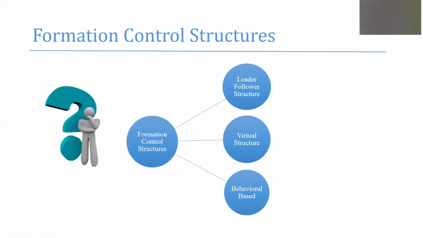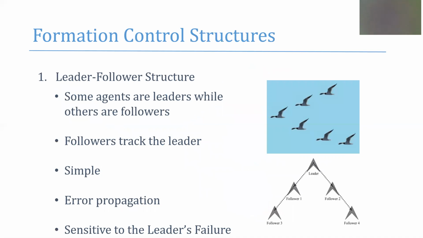Formation control structures. The formation control structures that are used in the literature today are the leader-follower structure, the virtual structure, and the behavioral-based structure. We will start first with the leader-follower structure. In this structure, one agent is designated as a leader, while others are treated as followers.